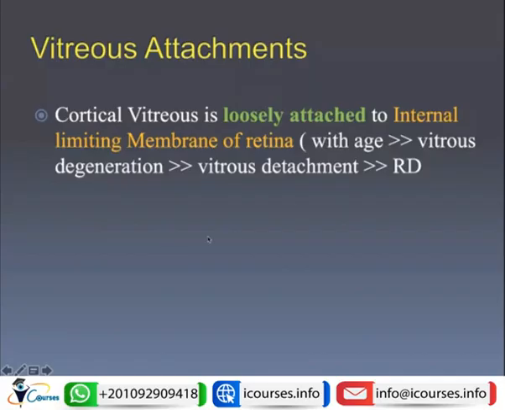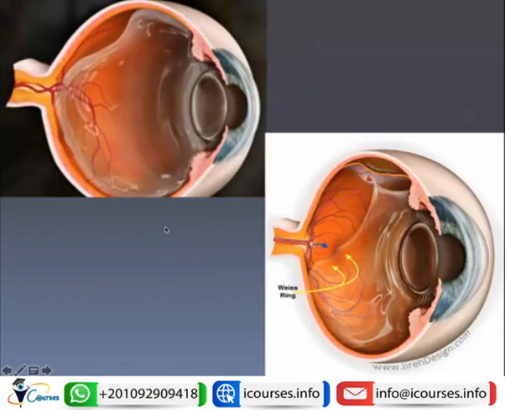And this attachment even gets weaker with age. As we age, this attachment gets weaker, and with vitreous degeneration, this will lead to vitreous liquefaction, causing vitreous detachment and retinal detachment. So let's see the importance of this attachment.